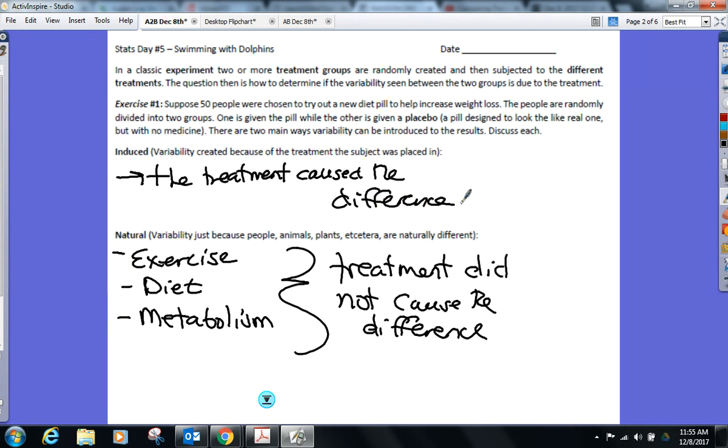And that's our goal the next 3 days, is we're going to do an experiment today. And I want to know, did the treatment cause the difference, or was it just by random chance? Exercise, diet, metabolism, right? That's what I have to show you guys in the next 3 days. Did the treatment cause the difference, or did just random chance cause the difference?